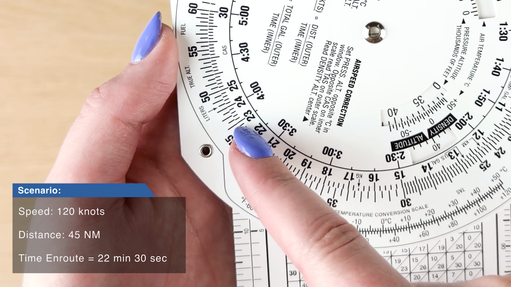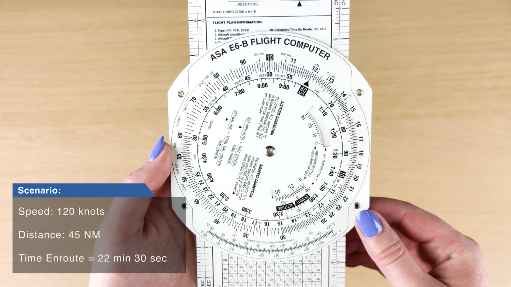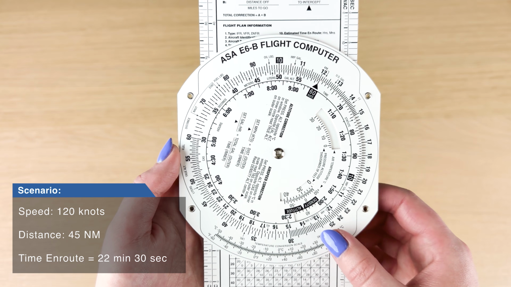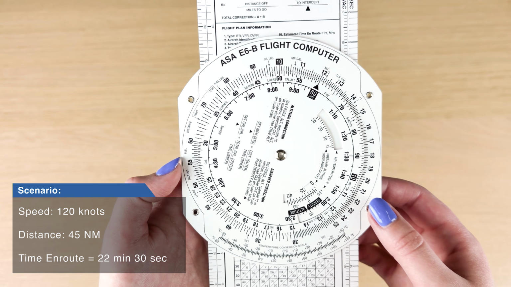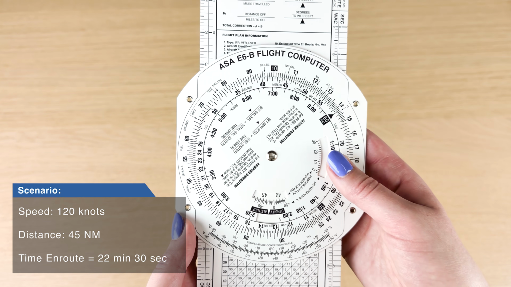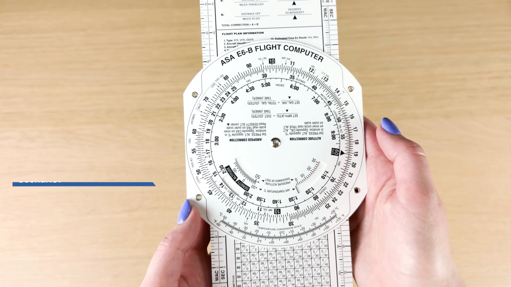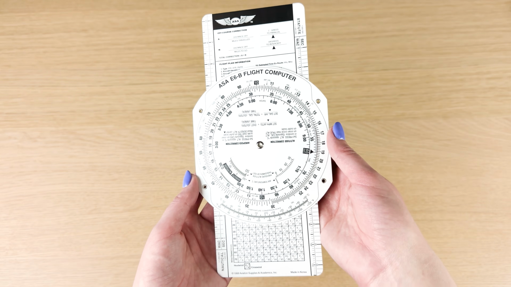What we've done is set a relationship between speed and time. The E6B applies that same relationship to distance. This same setup works whether you're solving for time, speed, or distance. Only what you're reading changes. Practice this setup a few times and it quickly becomes second nature.